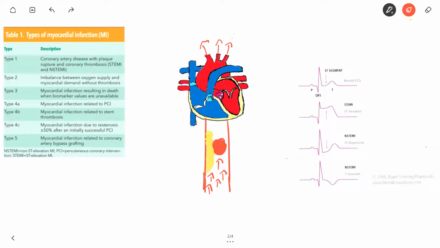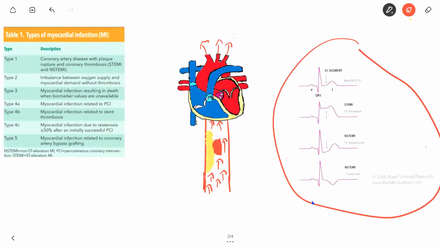Now, if the block is small, maybe it can leave some blood to pass, but that will still be a problem because there's very minimal blood flow and there is not enough oxygen for the heart. There's more demand and less supply. And when the block blocks the whole artery, then no blood is passing through, meaning the heart muscle is going to die faster. And on the right here, I have EKGs.